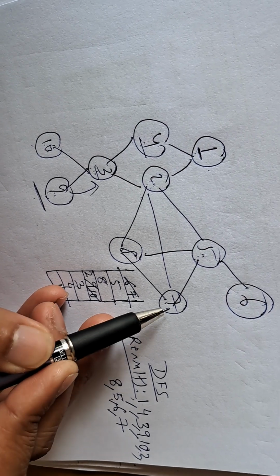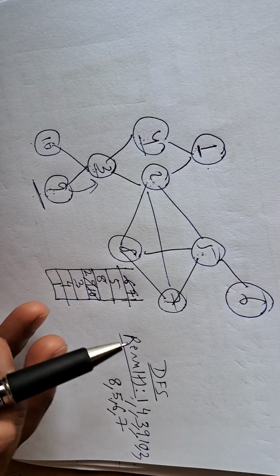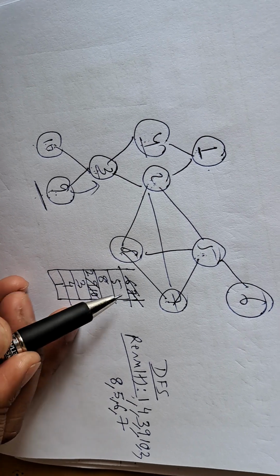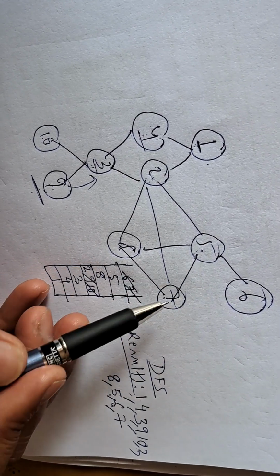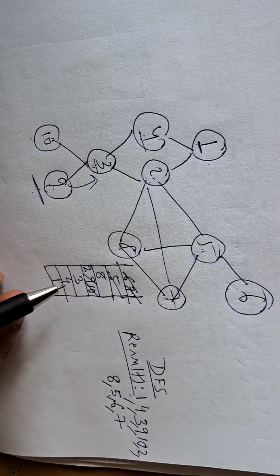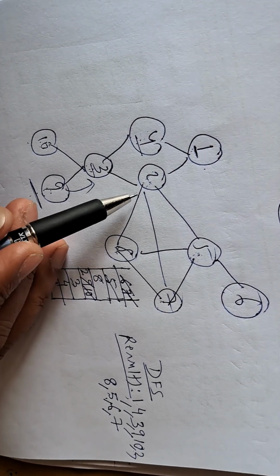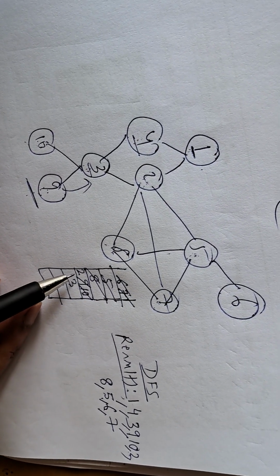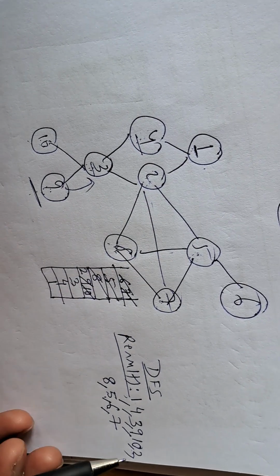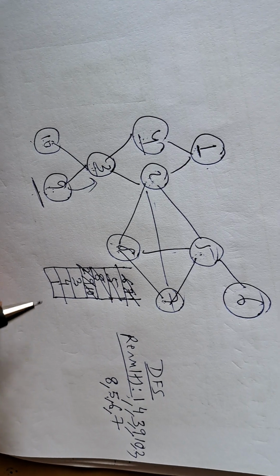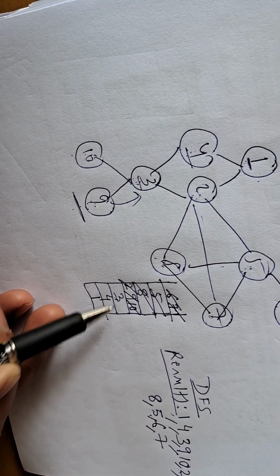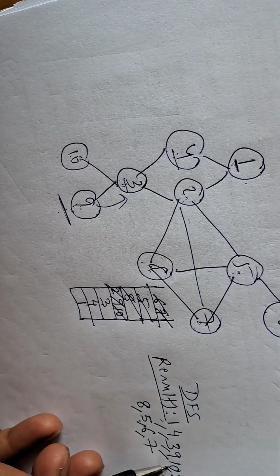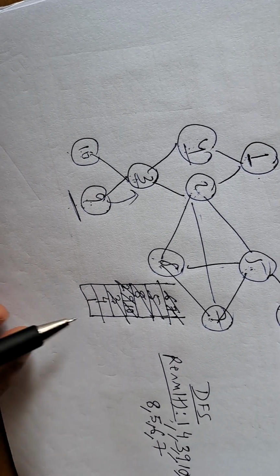For 7 we will see whether all its adjacent vertices are visited or not. Yes, 5 has been visited, 8 has been visited. So 7 will be popped. Similarly for 5 you can check. 5 has adjacent vertices 6, 7, 2, all visited. So 5 will be popped. From 8 you can check: 2, 7, 5, all visited. From 2 you can see 5, 7, 8 have all been visited, so it will be popped out. From 3 you can see it has a connection with 10, 9, 2 and 4, all visited, so it will be popped out.